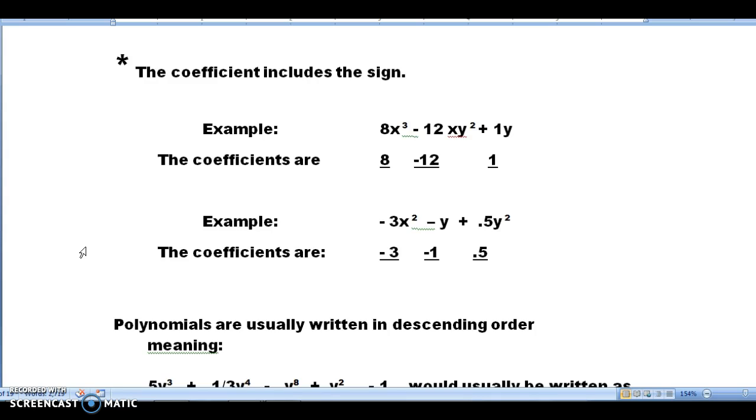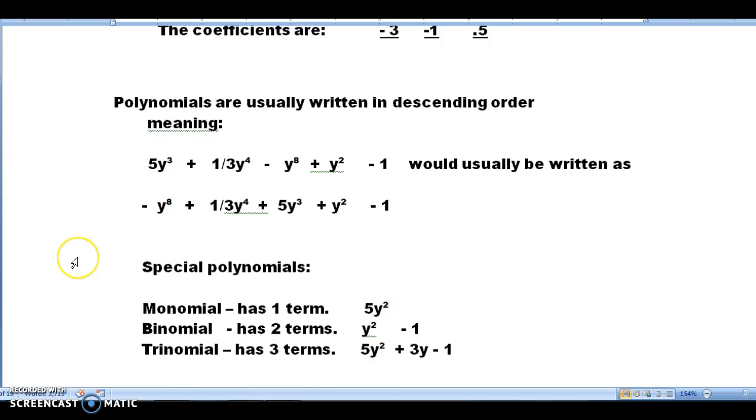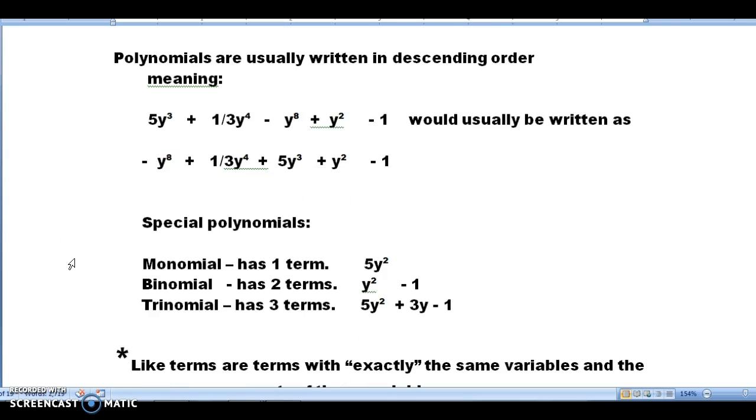The next example that we have is minus 3 is the coefficient of x squared, minus 1 is the coefficient of the y, and 0.5 is the coefficient of the y squared. Typically, polynomials are written in descending order of the numerical exponents. So we would generally write the expression that you see on the first line here.